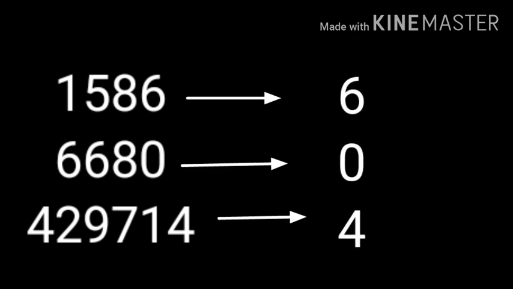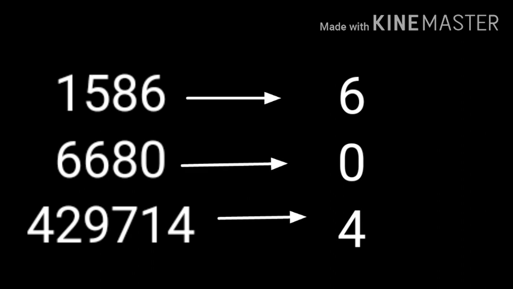For example, 1586, 6680, and 4,29,714 are divisible by 2 because their ones digits are 6, 0, and 4. Check whether the given number is divisible by 2 or not.